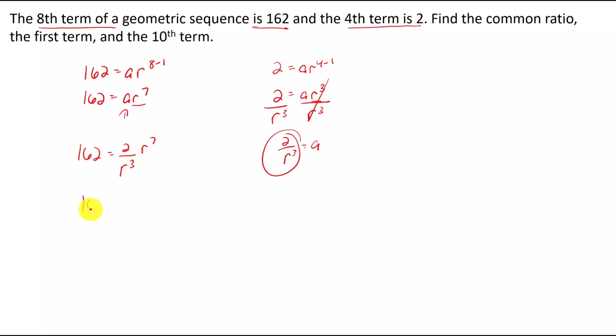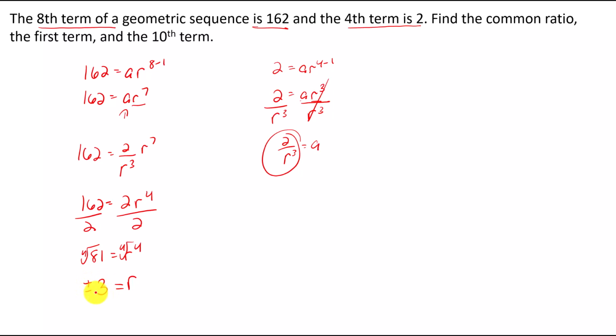Okay, now 162 equals 2 times r to the 7th divided by r to the 3rd, and we subtract powers, so we get r to the 4th. Divide by your 2. 162 divided by 2 is 81. And we have 81 equals r to the 4th. So we take the 4th root of both of those. And so we get r equals, now, anytime we take an even power, we get plus or minus 3.